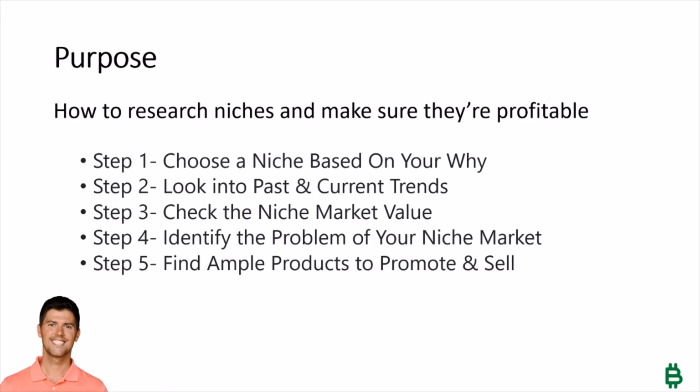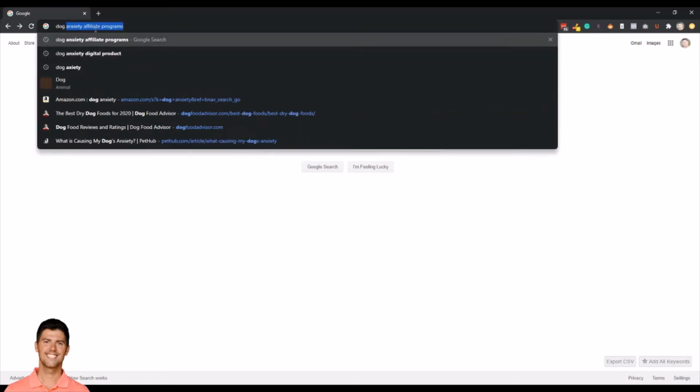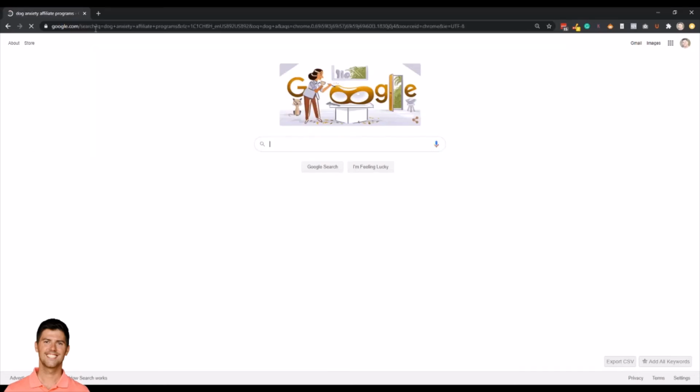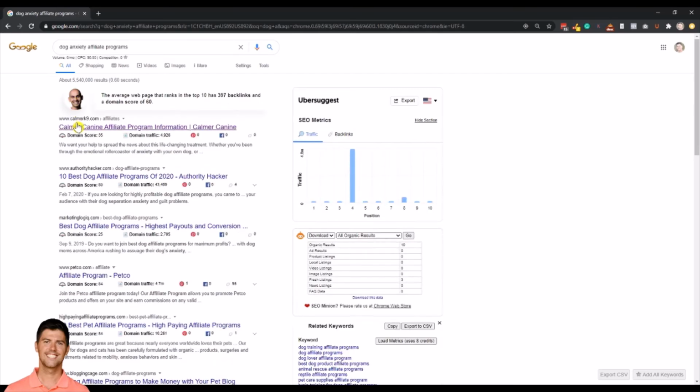So let's take a look at that. I'm going to go back to my browser, and I'm going to put in the search term "dog anxiety affiliate programs." And what comes up, I can see that they're offering some affiliate programs. The first one is Calmer Canine, which I can obviously see is directly related to anxiety. So I'm going to click on this one.